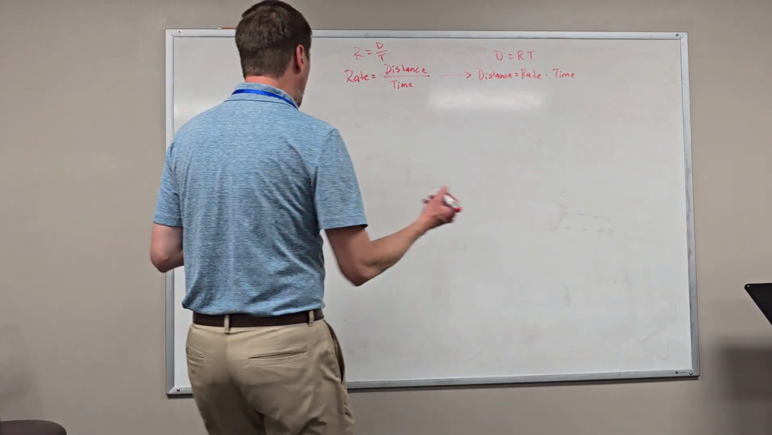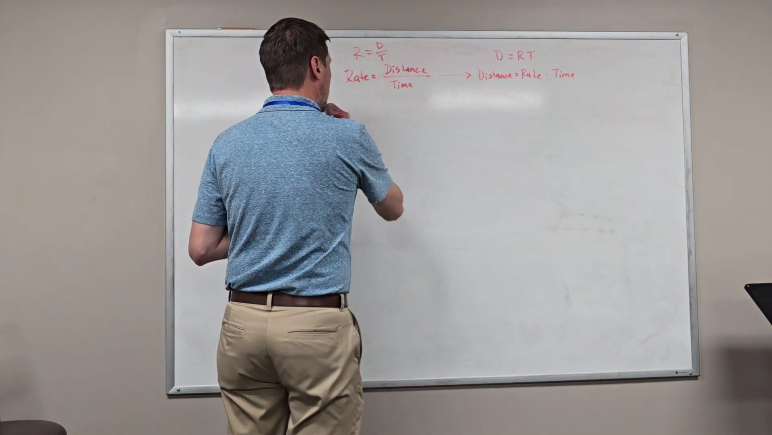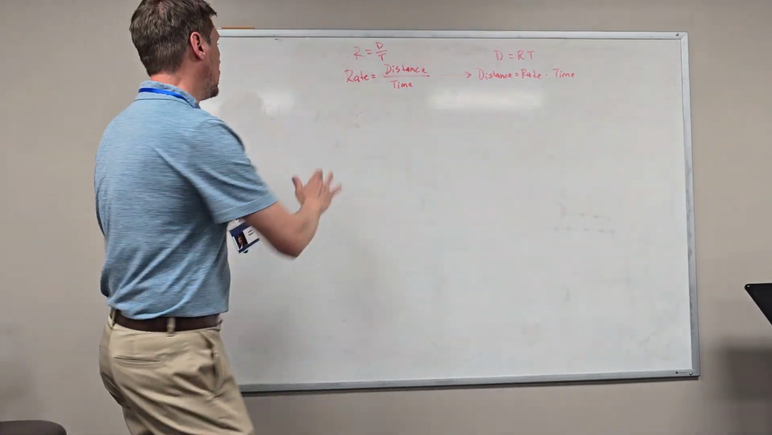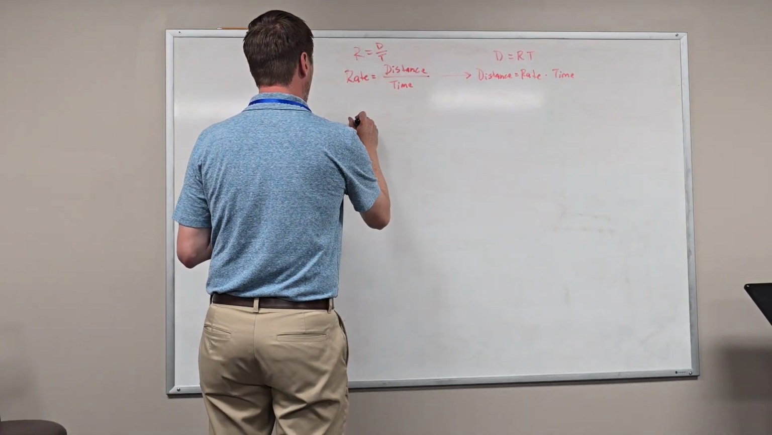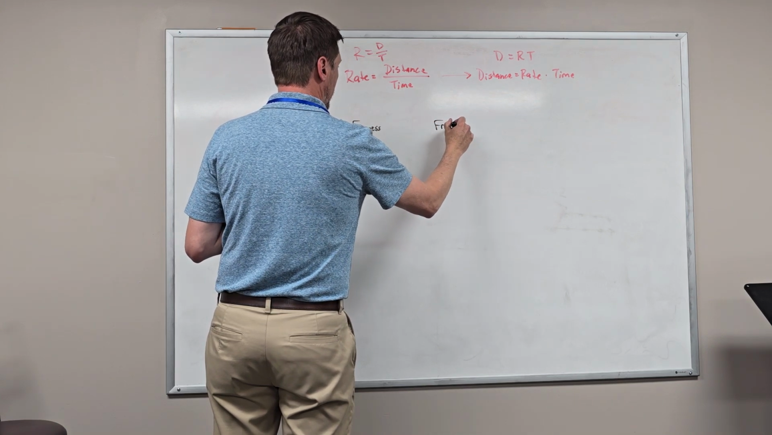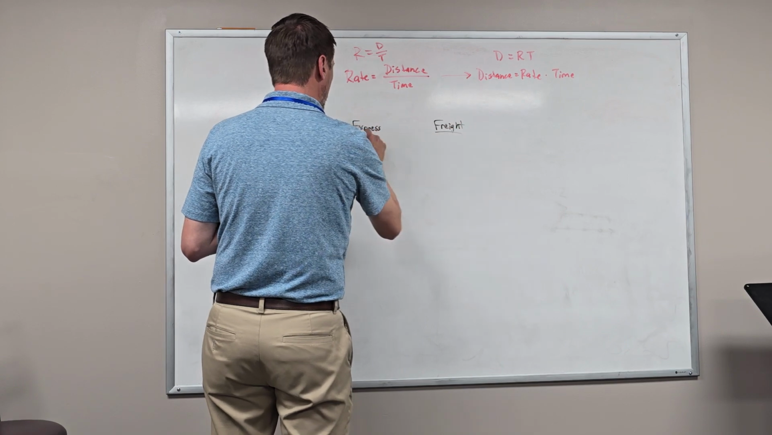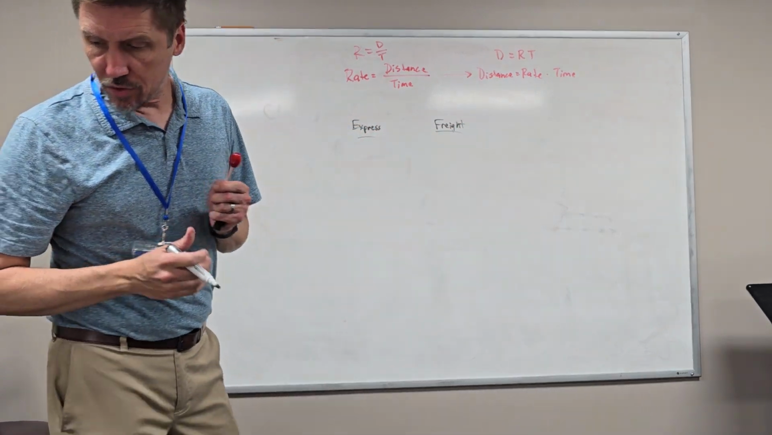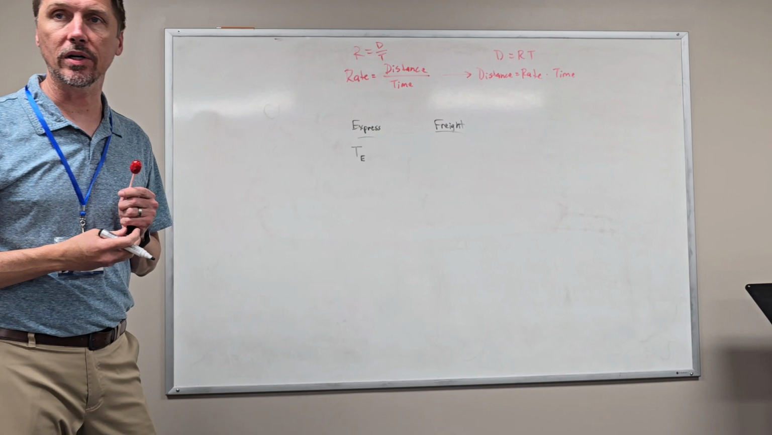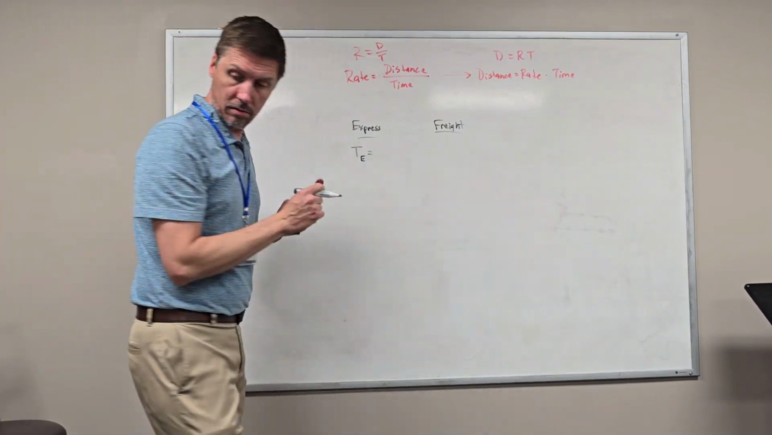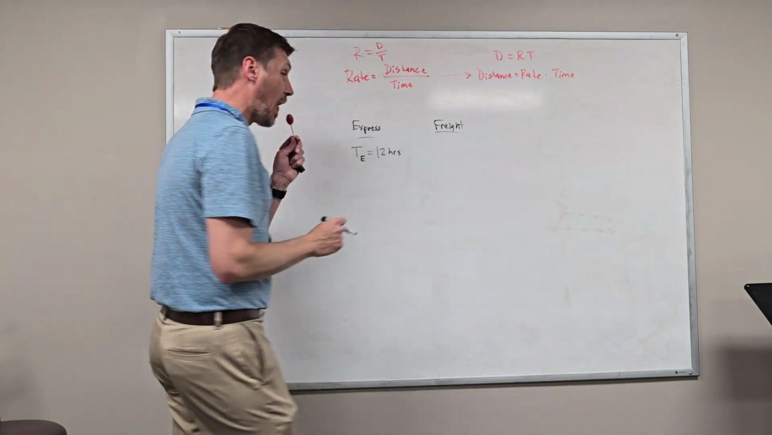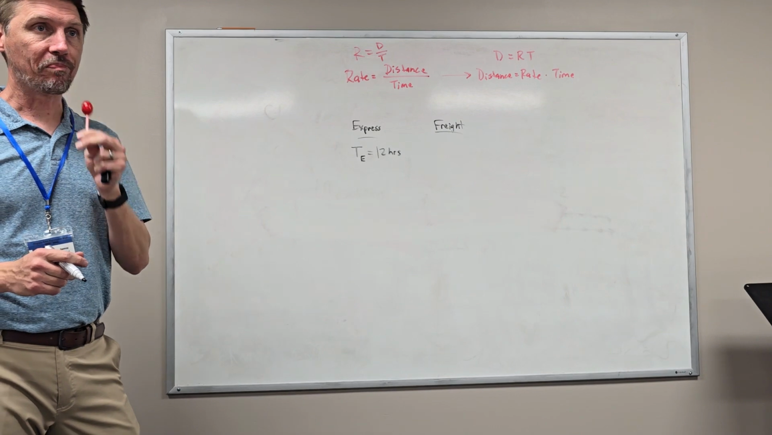So like I said, we've got two different trains. We've got the express train. Let me use a different marker. Let's try the black one. So we've got the express train, and then the freight train, right? So for the express train, we're told that it made the trip in 12 hours. So the time for the express train, we'll just put a little e there for the express. The time of the express train was what? 12 hours. What was the time for the freight train?